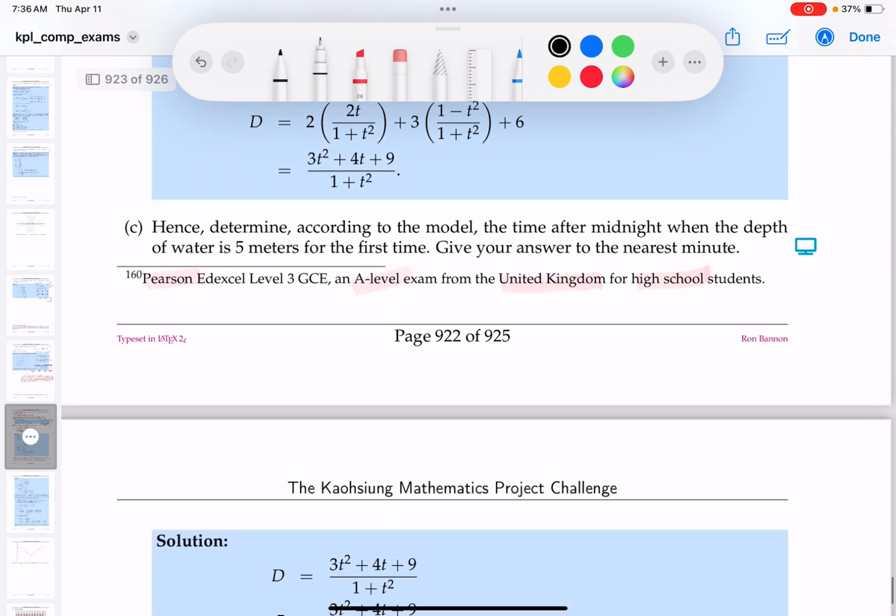Now we're on problem C, by the way. It says, hence, that means after I just did B, determine according to the model a time after midnight when the depth of the water is 5 meters for the first time. Now someone says, what does that mean? I'm thinking that this function goes up and down, and it's going to hit 5 at some point in time. But they want to know the first time it hits the 5, not that it's going to repeatedly hit it. And it says, give your answer to the nearest minute.